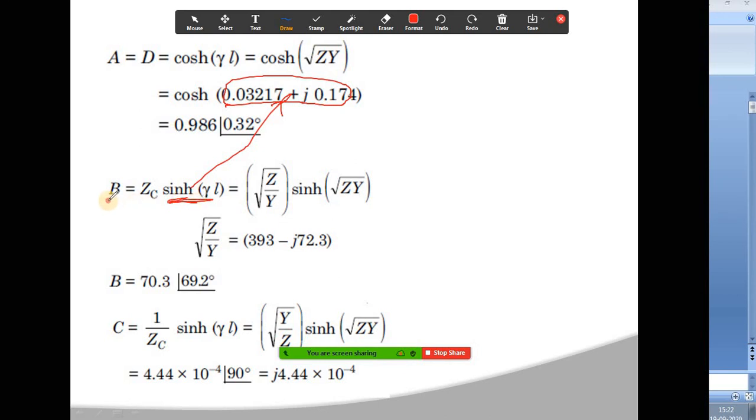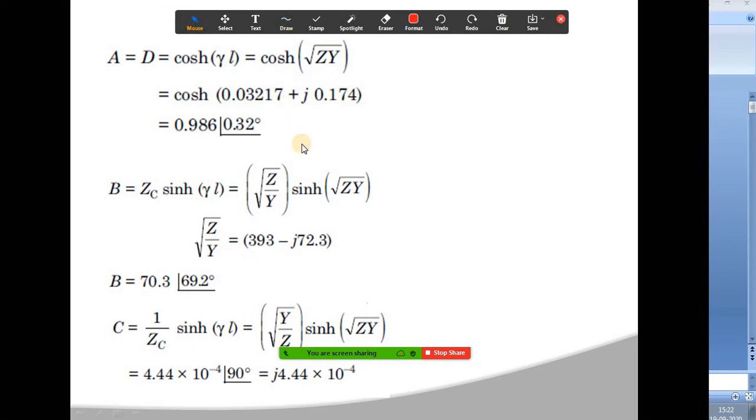Okay, so then the value of B can be calculated by multiplying this sinh gamma l with Zc here, and Zc is the square root of Z by Y. Okay, so now by substituting all those values, the B value you are getting here is 393 minus j 72.3. Okay, if you convert that into polar form, you are getting 70.3 at an angle of 69.2 degrees. Okay, in a similar manner you calculate C as 1 by Zc into sinh gamma l, so that value you are getting is j 4.4 into 10 power minus 4. Okay, you got all the ABCD parameters.